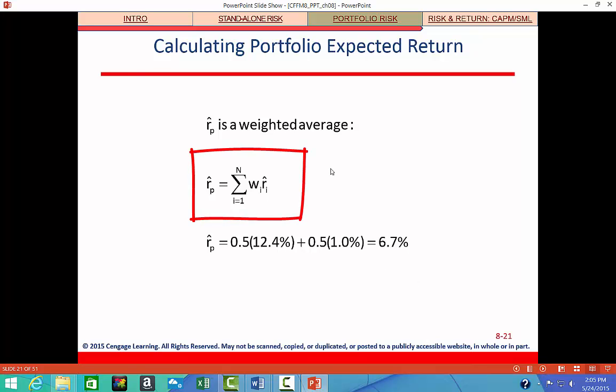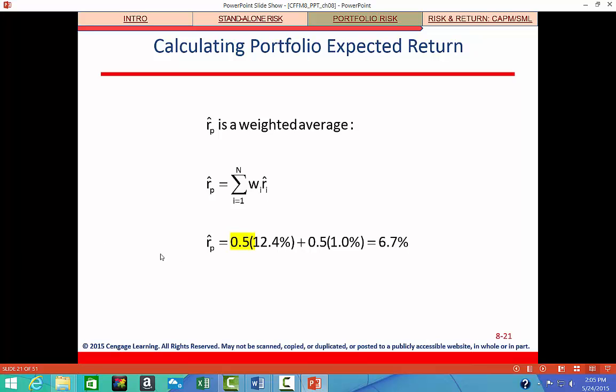So the expected return is simple. It's a weighted average, like it was before when we had the probabilities. That was also like a weighted average. But here, the weights are going to be what percentage of my money do I have in each stock? And they said I had 50,000 in one and 50,000 in the other.